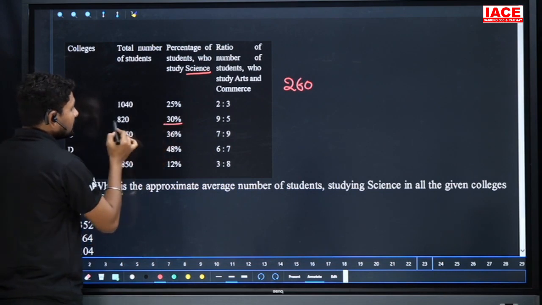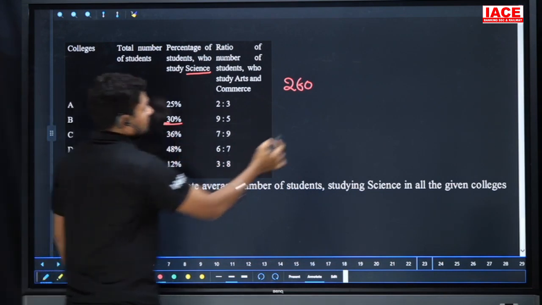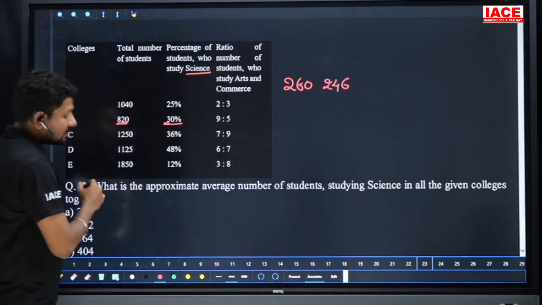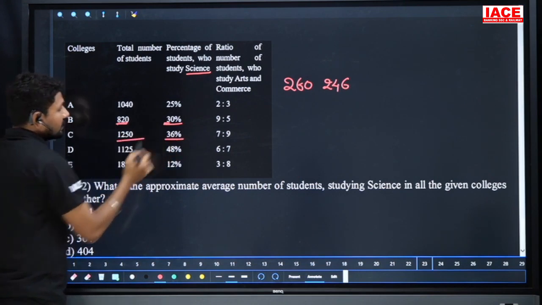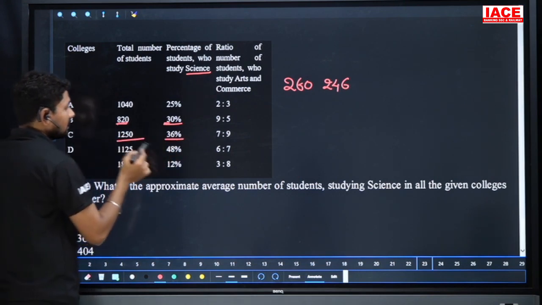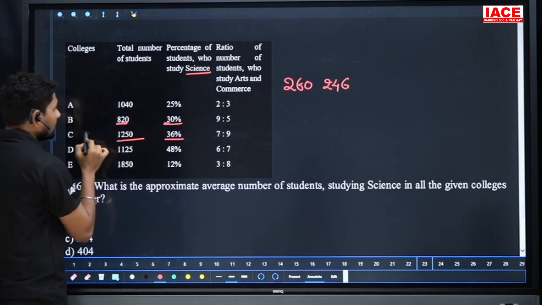And 30 percent is required. 82 times 3: 82 3s are 3 2s are 6, 3 8s are 24. It is 246. And next, 36 percent is required. 36 percent of what is the value? 1250. So 36 percent of 1250, what am I doing? I am making 1250 a double.